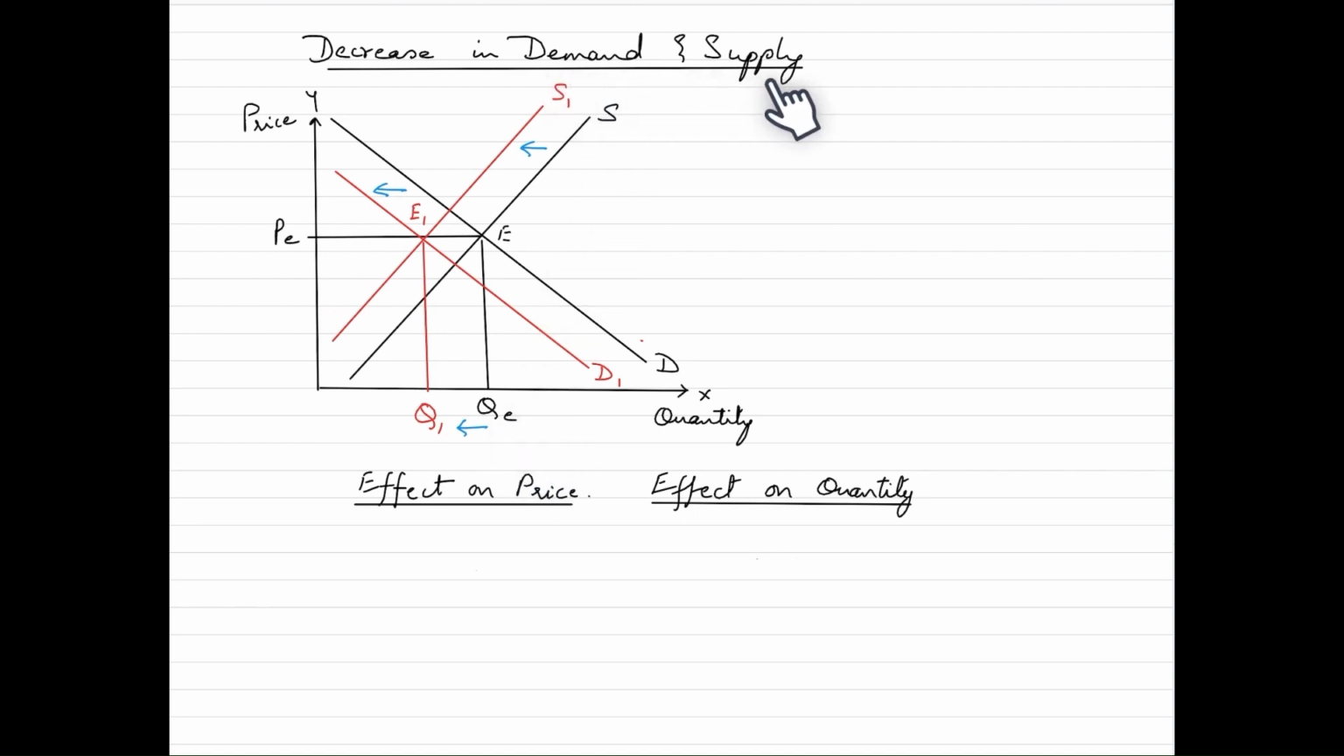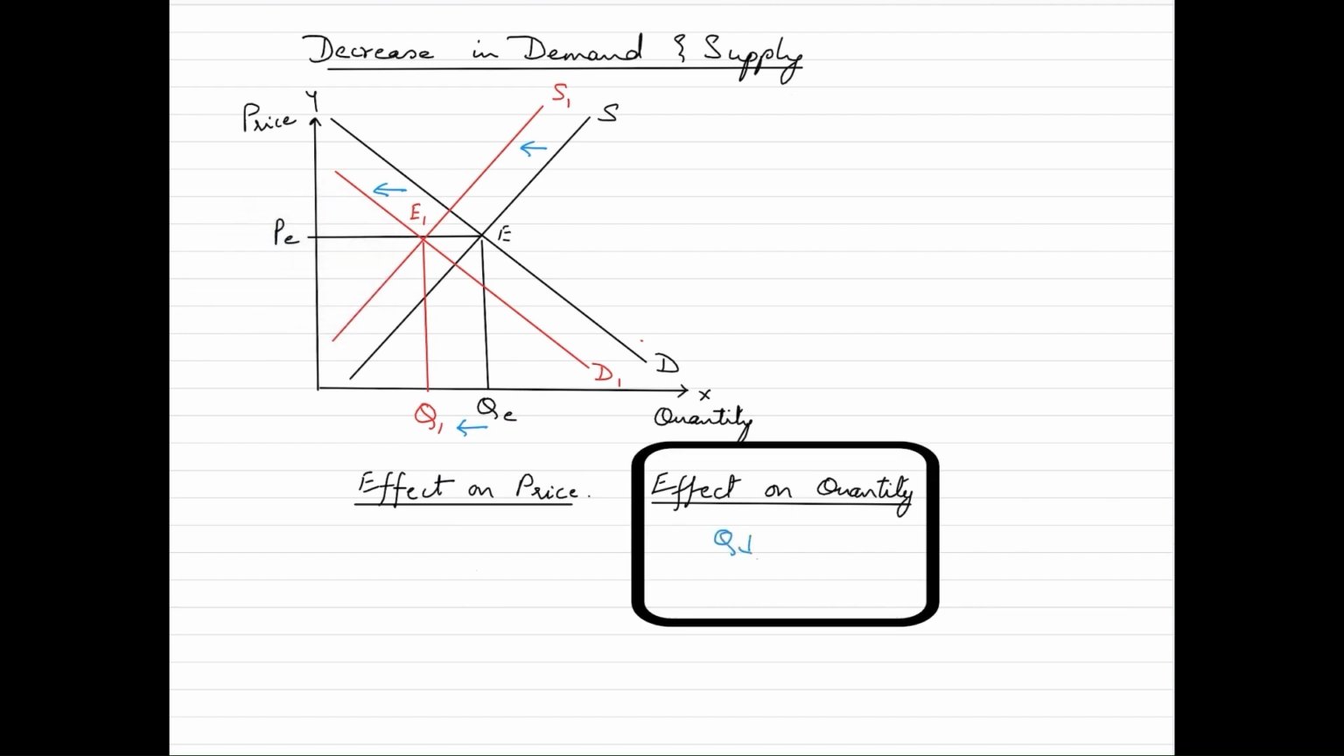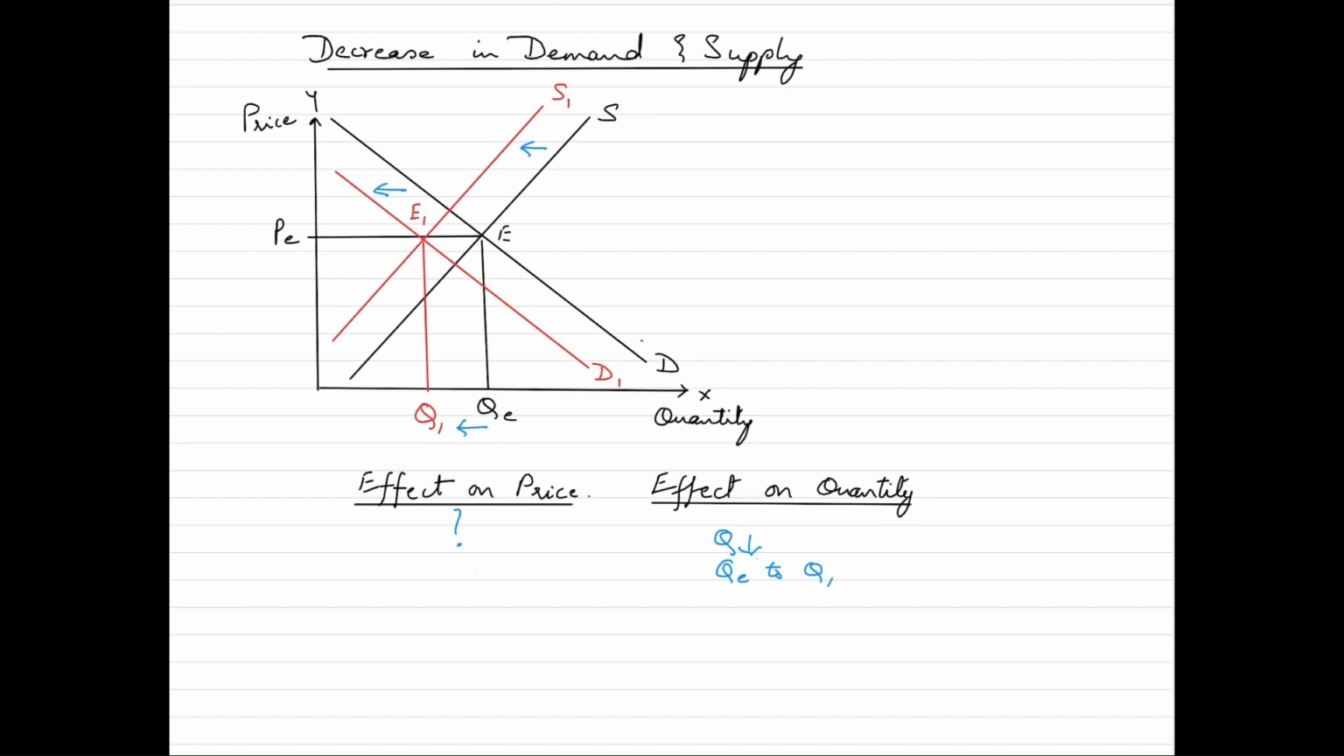When both demand and supply decrease, the new curves intersect at point E1. Now at this point, we are able to see that the quantity has gone down from QE to Q1, however the price remains unchanged. So what is the impact on quantity? Quantity has gone down from QE to Q1. Now what is the effect on price? We see that the price is unchanged at PE, but why is that happening?